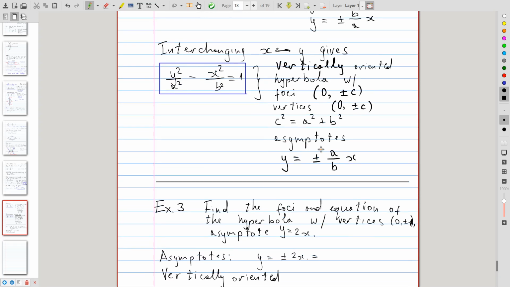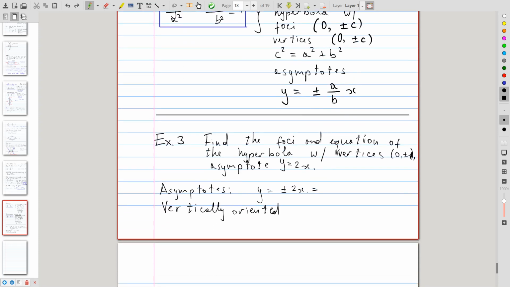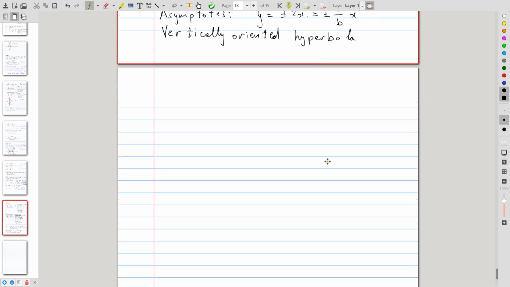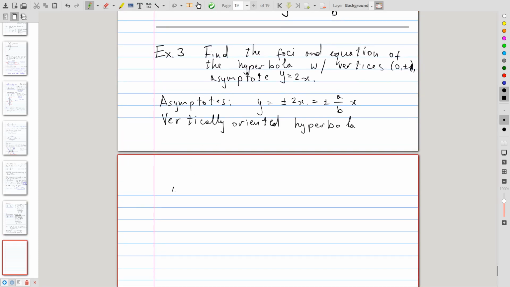And so looking at the case for the vertically oriented hyperbola, we see that the equation of the asymptotes is plus minus a over b times x. So that's what we put here, plus minus a over b times x. So we know the ratio between a and b. Okay, good. That's one piece of information. In fact, we have more. So we know that a over b is equal to 2 from this equation, but we also know that a is equal to 1.